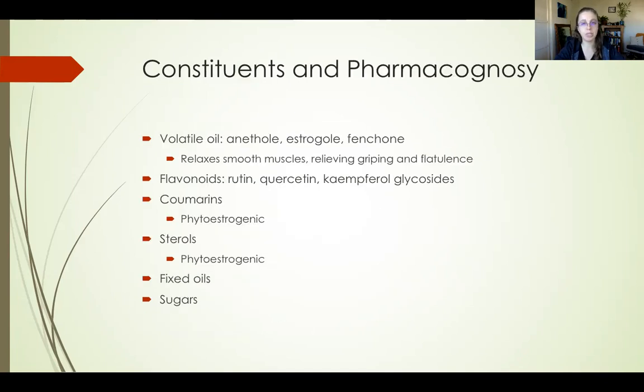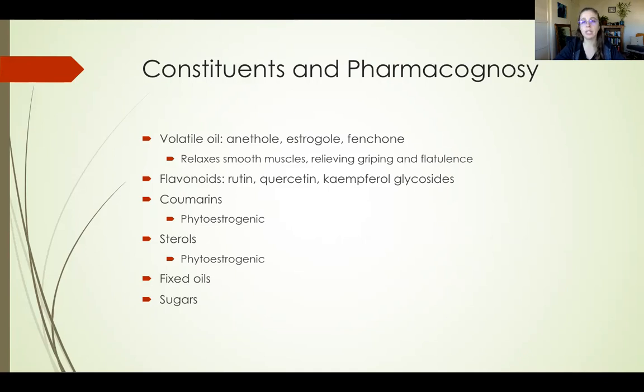So some of the constituents and pharmacognosy of fennel: it has volatile oils. The main ones are anethol, estragol, and fenchone. And the volatile oils are one of the main reasons we're using this plant. They relax smooth muscles, and they could relieve griping pains and flatulence. So that's why sometimes we use this for the GI tract.